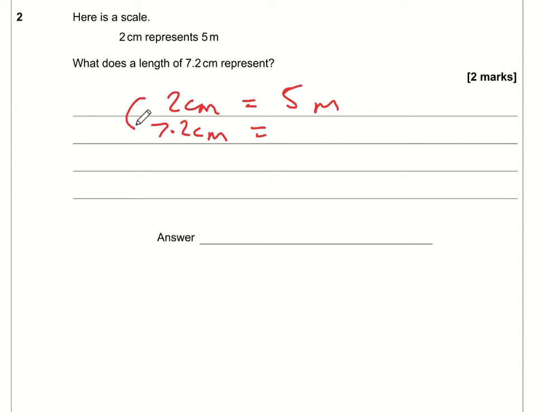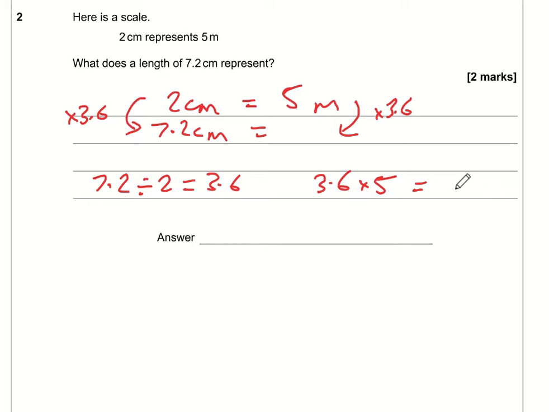The problem is, well, how many times greater than 2 is 7.2? Well, what we need to do is divide 7.2 by 2. 7.2 divided by 2 is 3.6. So 2 multiplied by 3.6 is 7.2. So 7.2 is 3.6 times bigger than 2. So that will correspond to 3.6 times 5. And 3.6 multiplied by 5 comes to 18. So that is 18 metres.